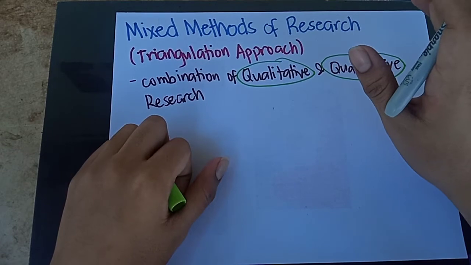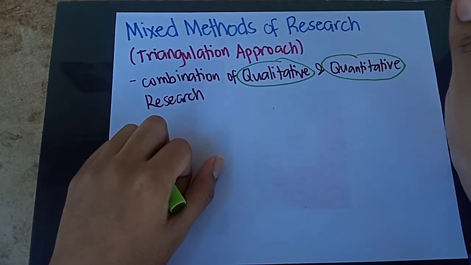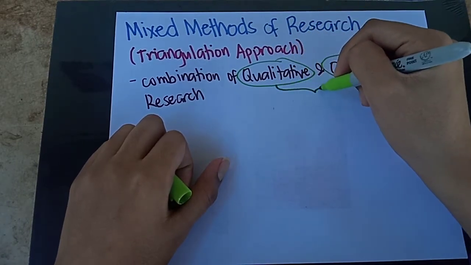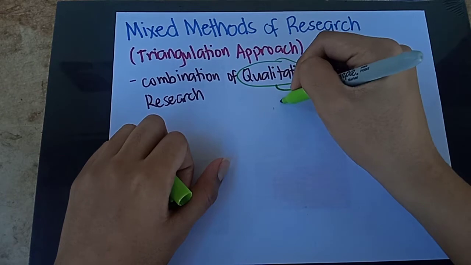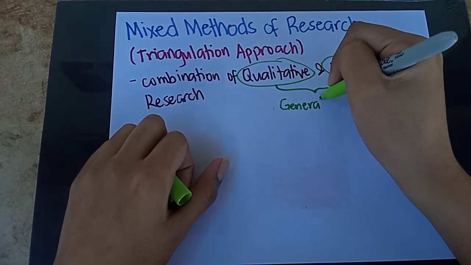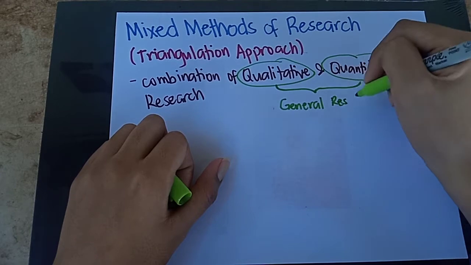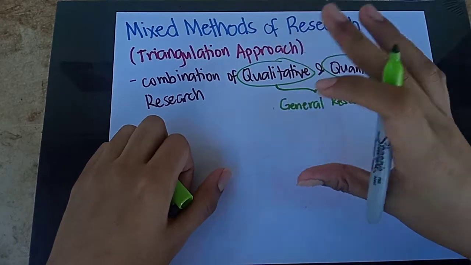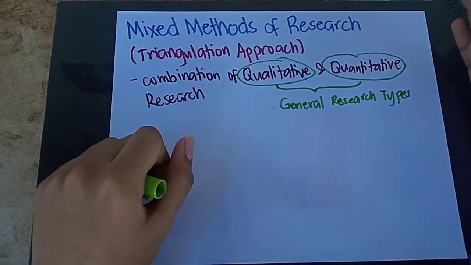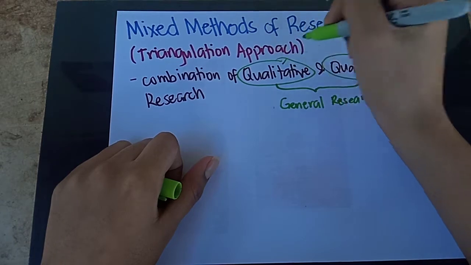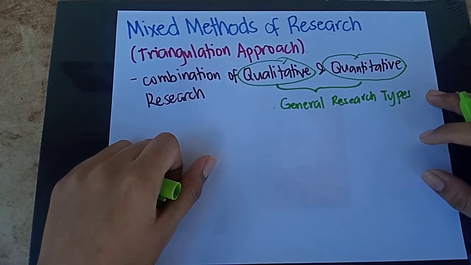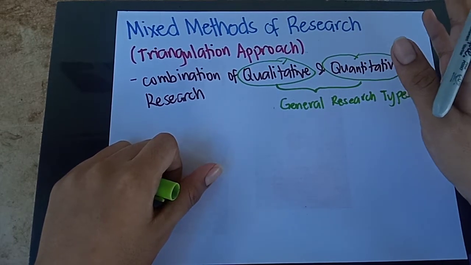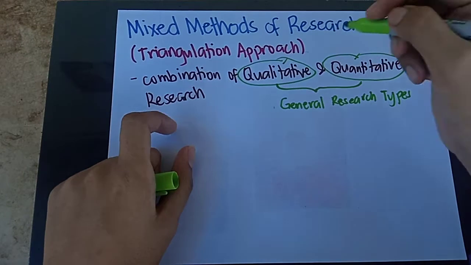the types of research according to the statistical content. Now, did you know that these two types of researches are the general research types? Meaning to say, all other researches under different classifications can be classified as either qualitative or quantitative research. And in the triangulation approach, or in the mixed methods of research, we can combine these two.